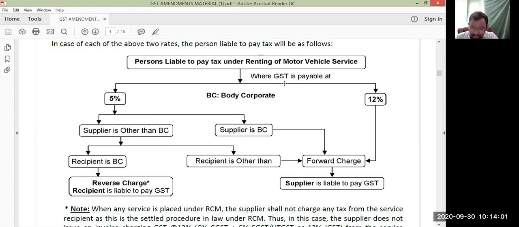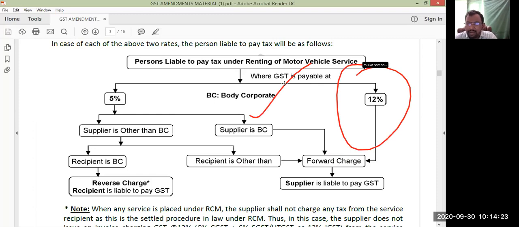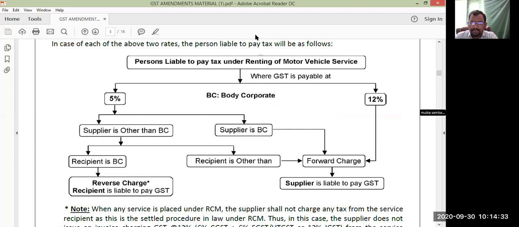Sir, what if the recipient is other than a body corporate? Forward charge mechanism comes into picture. Sir, what if the supplier himself is a body corporate? Forward charge mechanism comes into picture. Sir, what if the supplier is other than a body corporate, but he opted for 12%, that is, he opted to pay the tax at the rate of 12%? Then again, forward charge mechanism comes into picture.